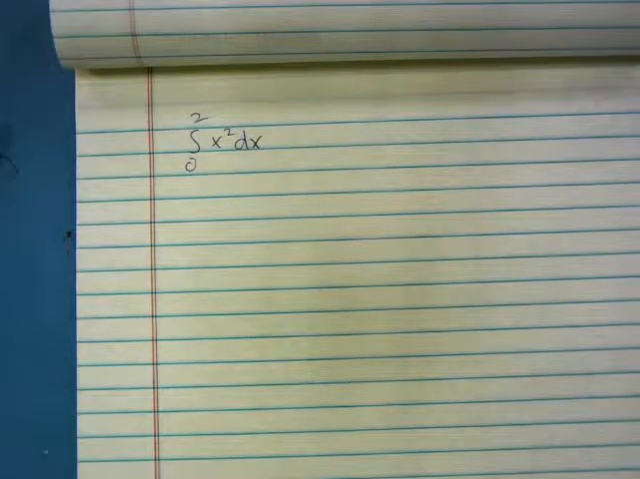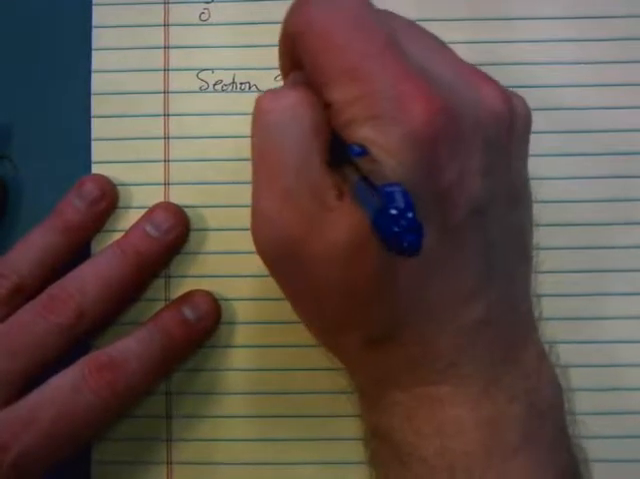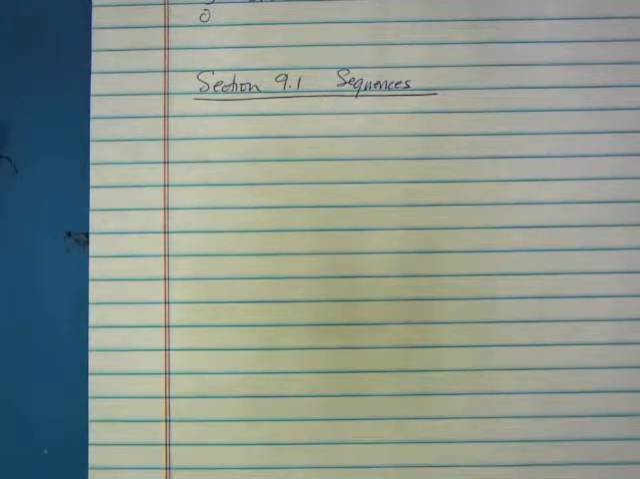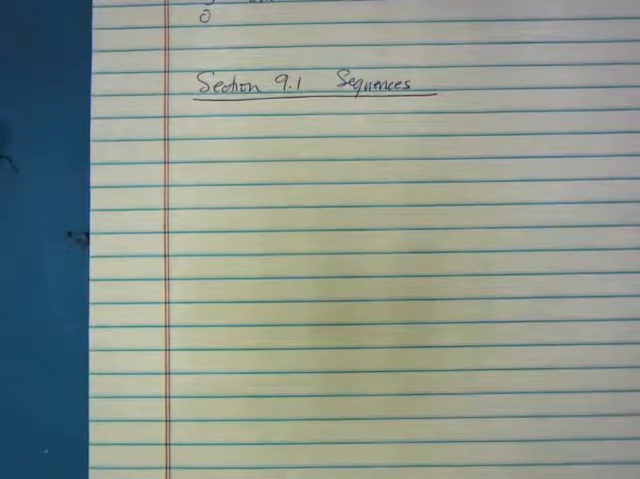All right. So, today, we start chapter 9. Section 9.1 is about sequences. What's a sequence? No, those are sequins, not sequences. Give me an example of a sequence. 1, 2, 3, 4, 5, 6. That's a pretty boring one, but that is a good example of a sequence. 1, 1, 2, 3, 5, 8. That's the Fibonacci sequence. That's another good example of a sequence.